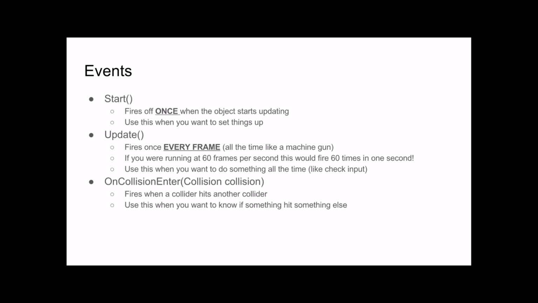And then there are a lot of other events, but another one that's commonly used is on collision enter. On collision enter is when a collider hits another collider. We talked about colliders in the previous lecture, and they're when two things interact with each other. Unity is going to test that for you, and it's going to say, hey, on collision enter, this happened. What do you want to do? And update is going to say, I'm firing all the time. What do you want to do? And start says, I just came to life. What do you want to do?